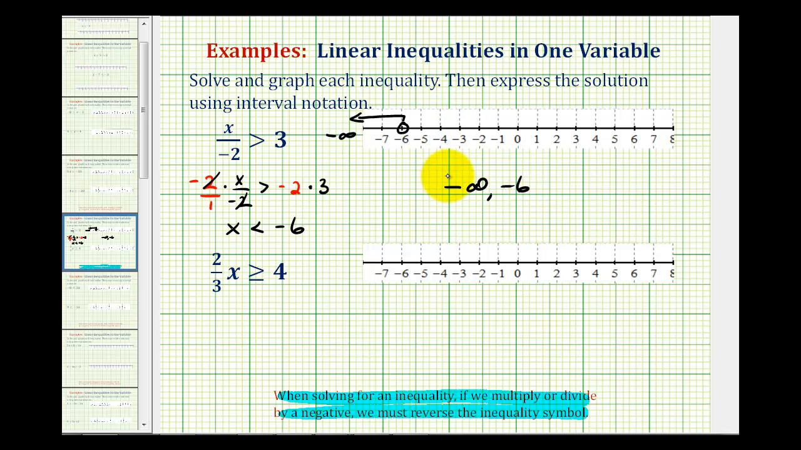We'll use a rounded parenthesis on -infinity as well as on -6. This rounded parenthesis tells us that -6 is not in the interval or that the interval is open on -6.